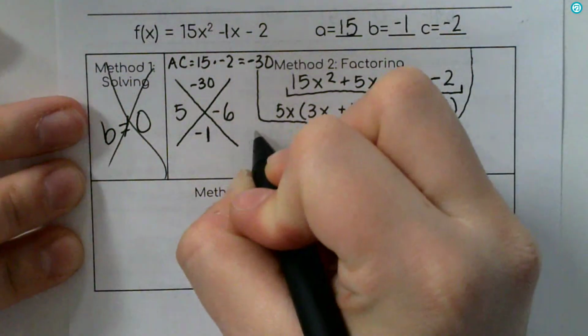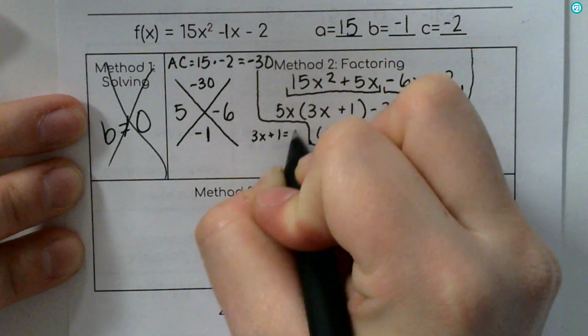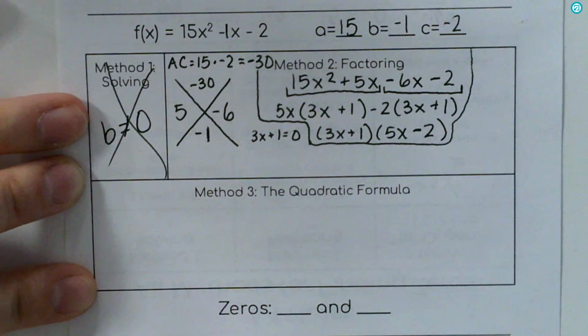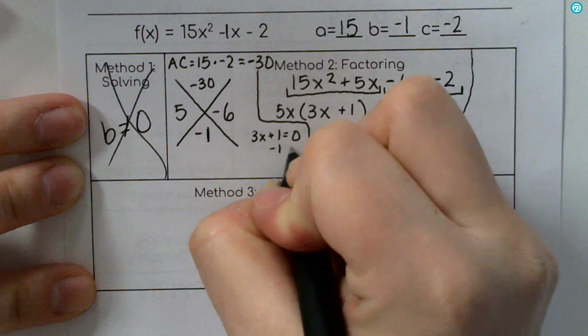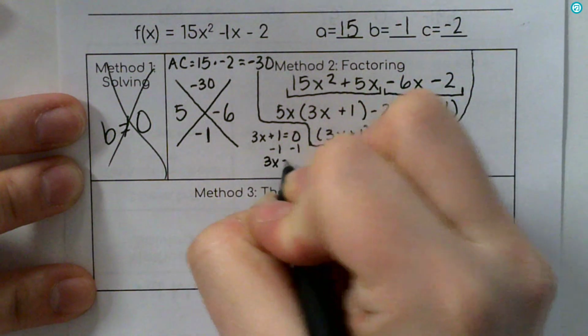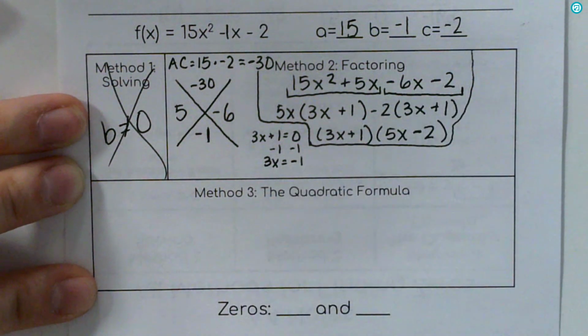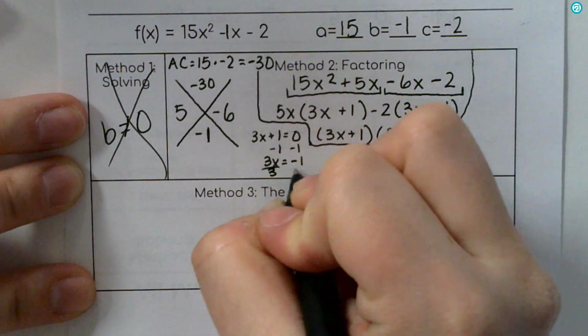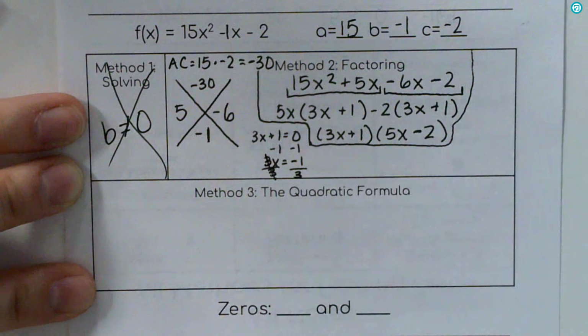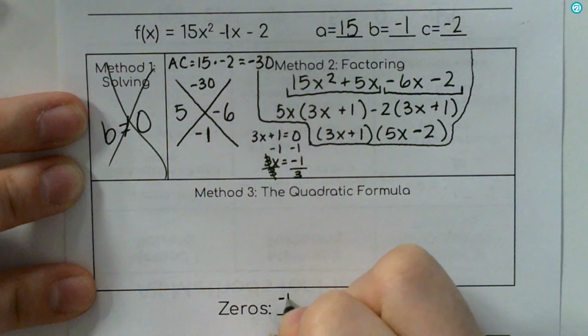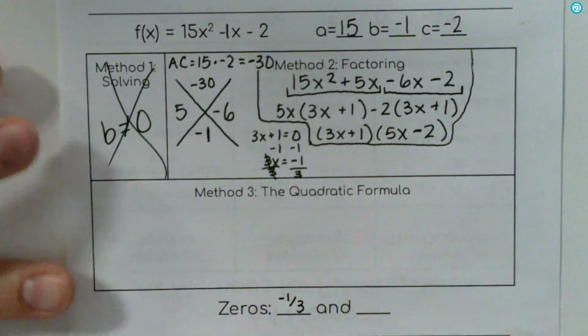So I'm going to set 3x plus 1 equal to 0. I've got to write tiny. I'm going to subtract 1 from both sides, so I get 3x equals negative 1. And I divide both sides by 3. So one of my answers is going to be negative 1/3, and I will leave that as a fraction.